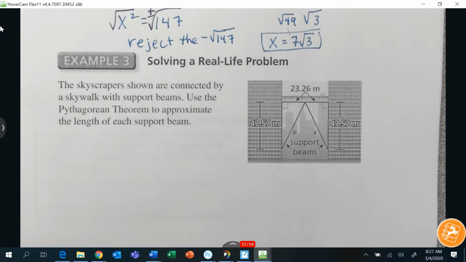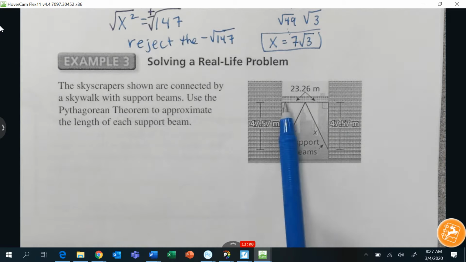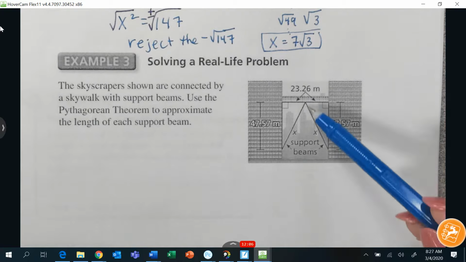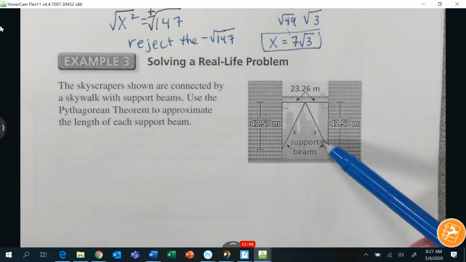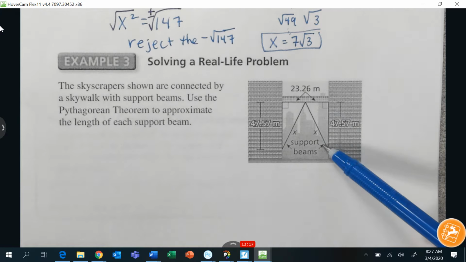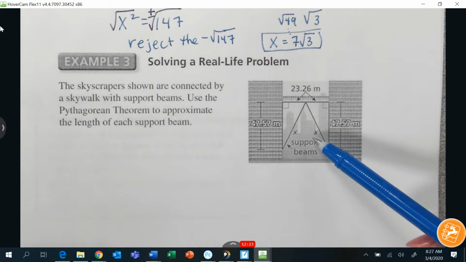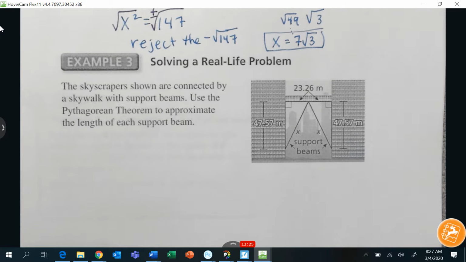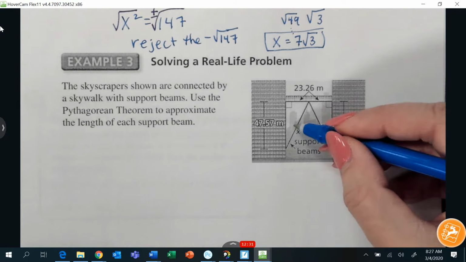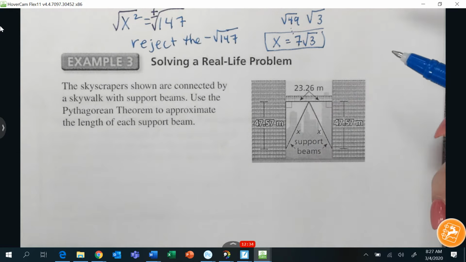All right, here's a real life application. Skyscrapers are connected using a skywalk. So there's the skywalk, and they're held together with support beams. We got our support beams. We're going to use the Pythagorean theorem to approximate the length of each support beam. Are they going to be different? No, so we just need to find one of them, right? All right, so out of these three sides, 23.26, x, and 47.57, which of those three sides is C?